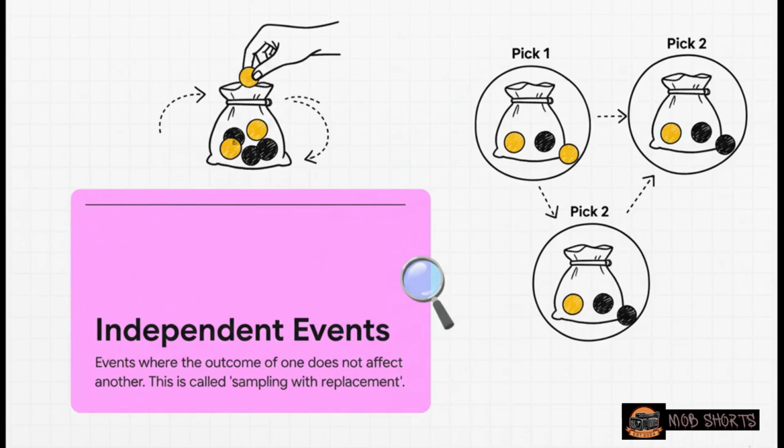Imagine you've got a bag with 7 beads inside. 3 are yellow and 4 are black. Now, if you pick out a bead, you look at its color, and then, and this is the most important part, you put it back in the bag. If you do that, the odds for your second pick are exactly the same as they were for your first. The events are independent because the past didn't change the future.